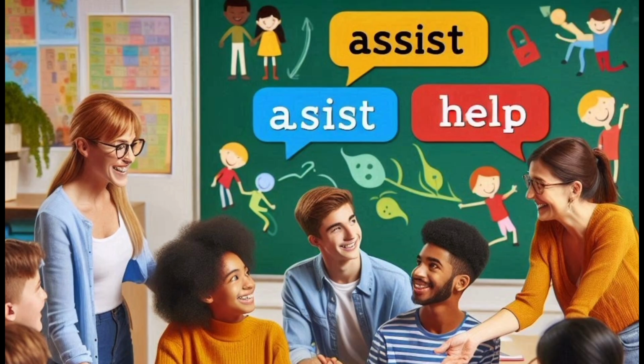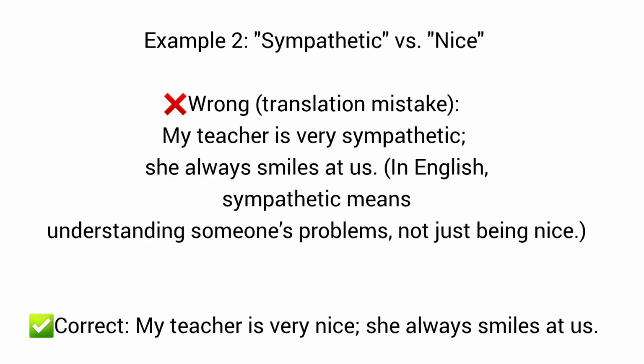Example 2. Sympathetic versus nice. Wrong, translation mistake: My teacher is very sympathetic. She always smiles at us. In English, sympathetic means understanding someone's problems, not just being nice. Correct: My teacher is very nice. She always smiles at us. Why? Many students mistakenly translate sympathetic as kind or friendly because of similarities in other languages. A monolingual dictionary would provide the correct meaning.